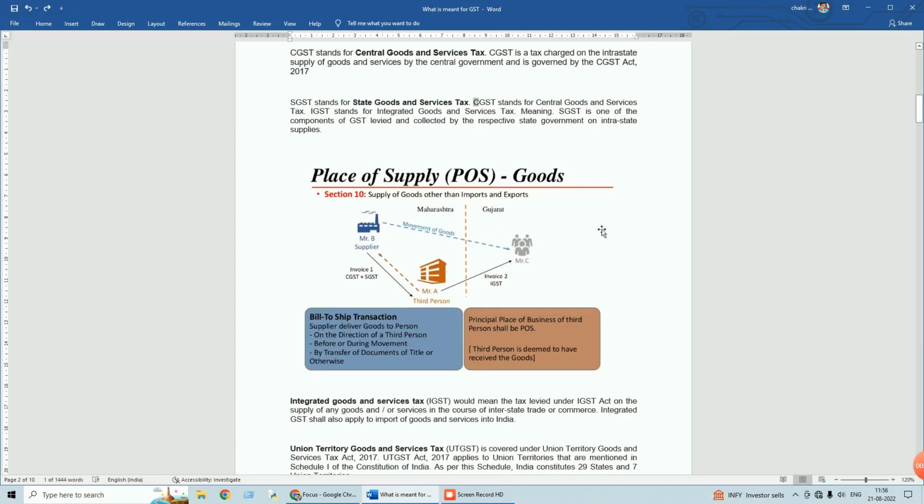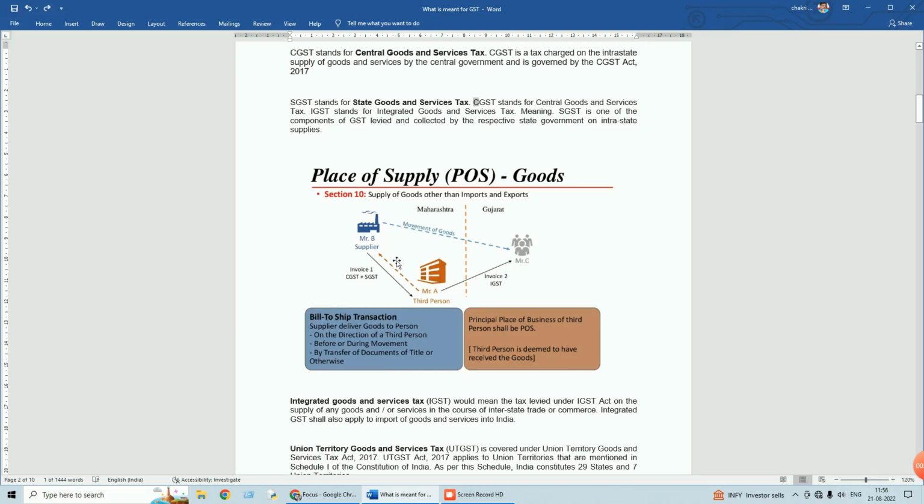So here the main purpose of charging tax depends on the place of supply. Here I am showing a figure of how the place of supply is applicable, and based on that, how we can charge CGST and SGST.